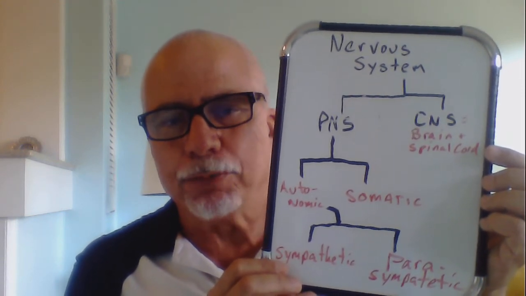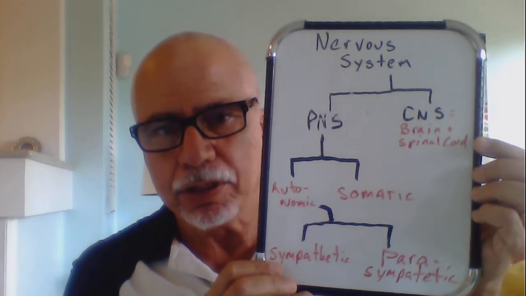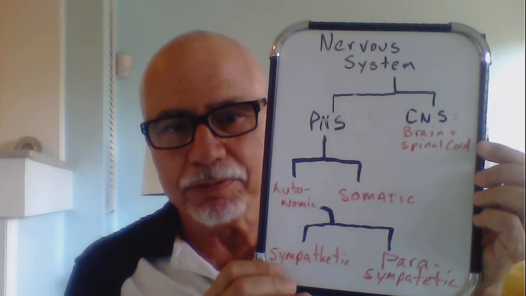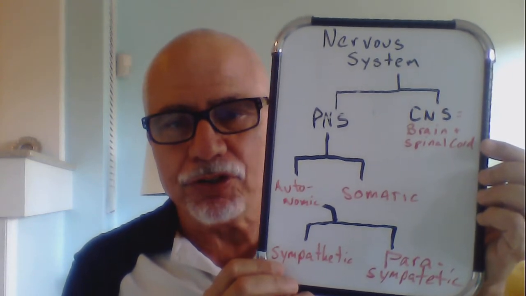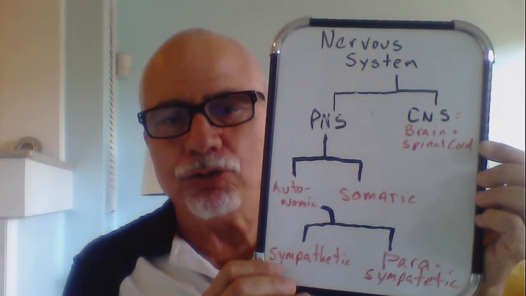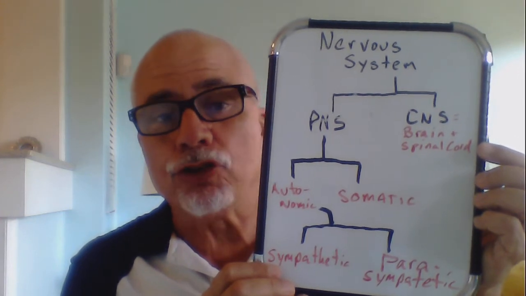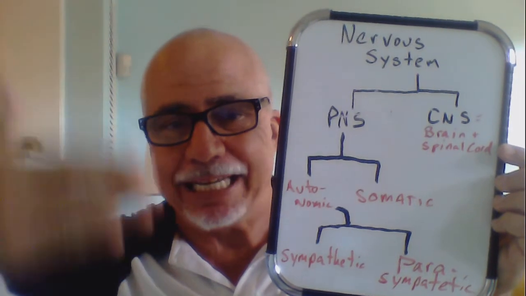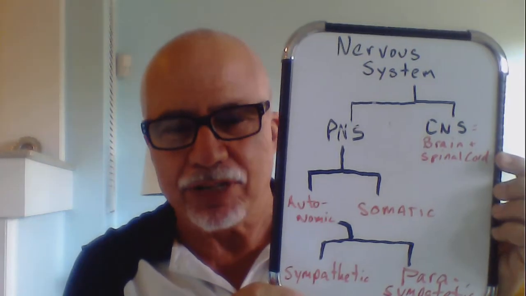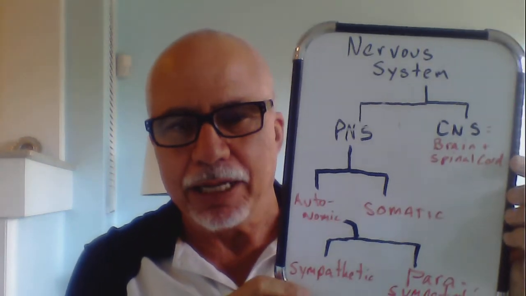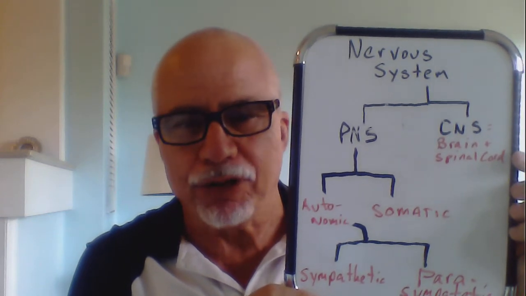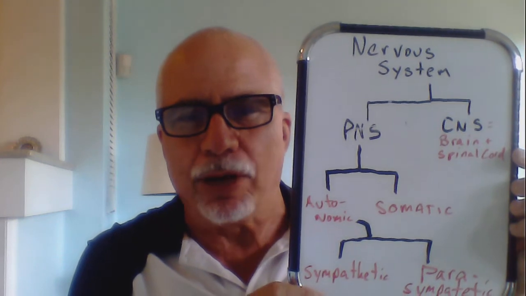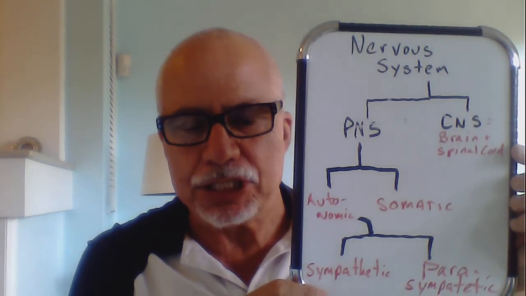PNS stands for peripheral nervous system. That is all the motor and sensory neurons that we talked about. The peripheral nervous system is also divided into two divisions. The somatic, the one I'm using right now to move my hand up and down, voluntary movements, anything you do consciously, is somatic. Remember the prefix soma means body. Moving your body voluntarily requires the somatic nervous system.